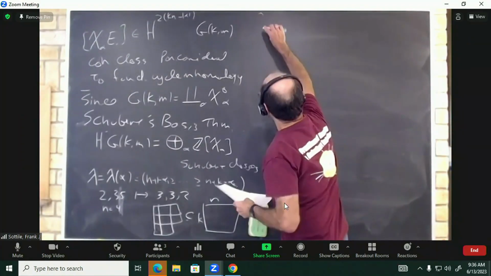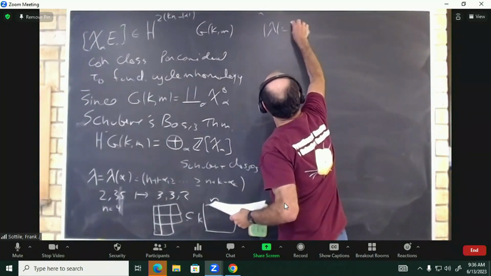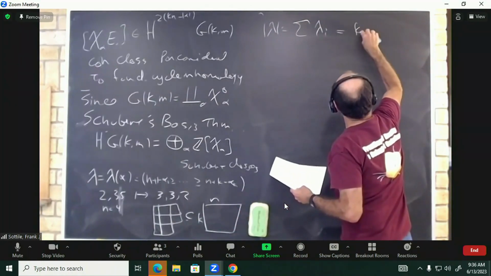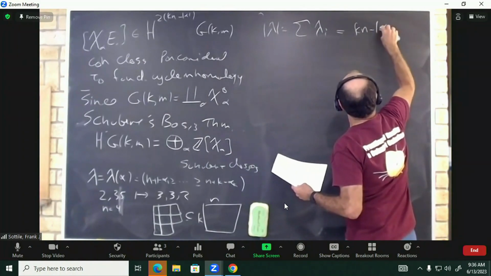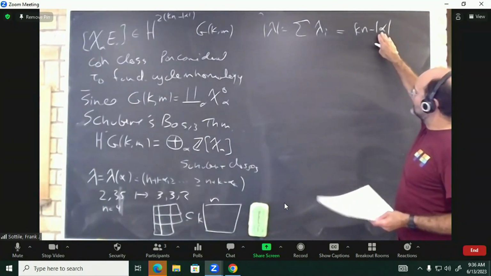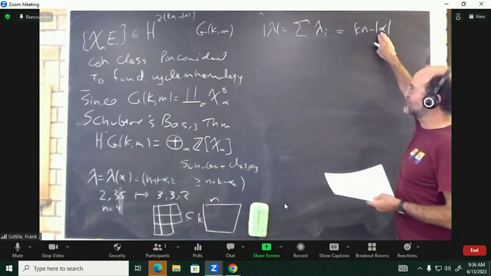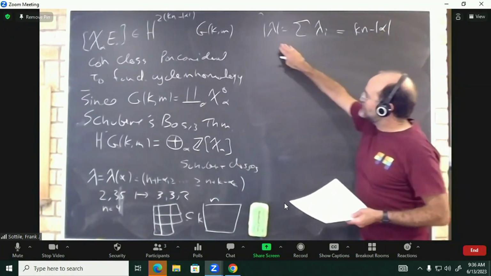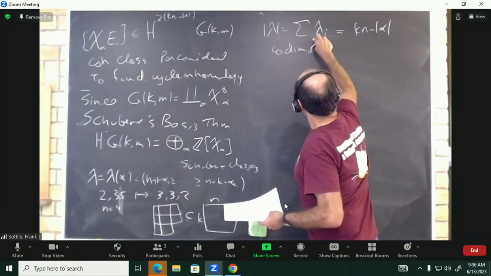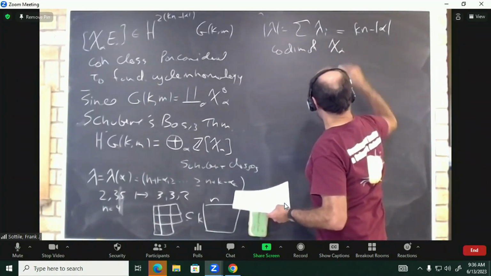Also I need to write the absolute value of lambda. It's the sum of the parts of lambda, and that's easy to see. That's k times n minus the absolute value of alpha. So the reason this was defined, this ended up being the dimension of the Schubert variety, and so this is the codimension of the Schubert variety.